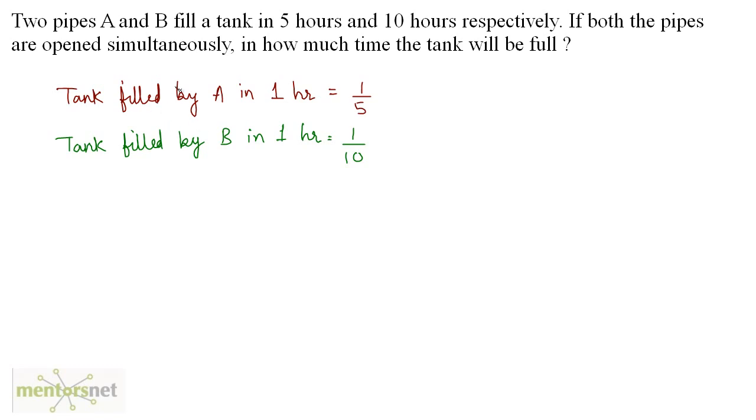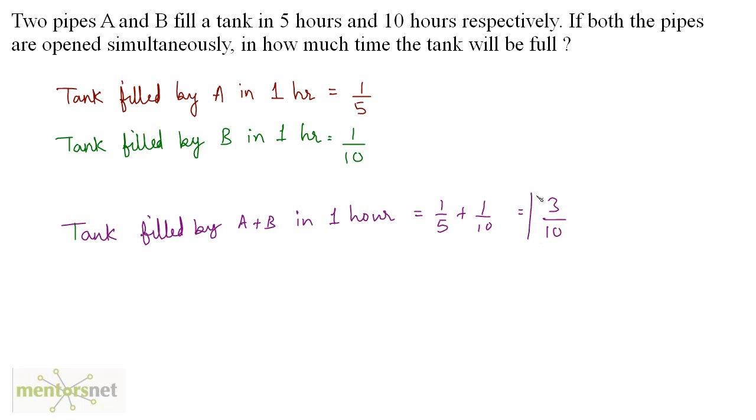Now, if you have both the pipes open, we can calculate the tank filled by both of them in 1 hour, and that will be just the addition of these two terms. This will be 1 by 5 plus 1 by 10, and that's 3 by 10. So 3/10 of the tank is filled in 1 hour, right? So what is asked? If both the pipes are open simultaneously, in how much time will the tank be full? So we want the time, let us call it x, when the tank is full. The tank is full when we consider it as 1.